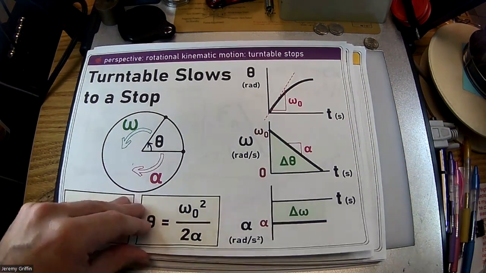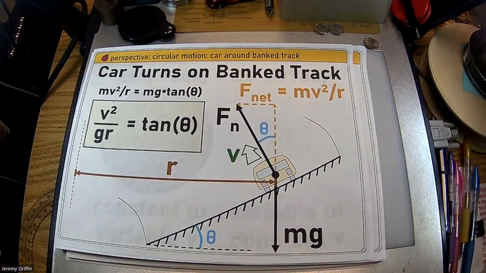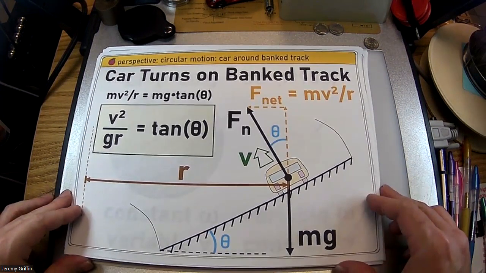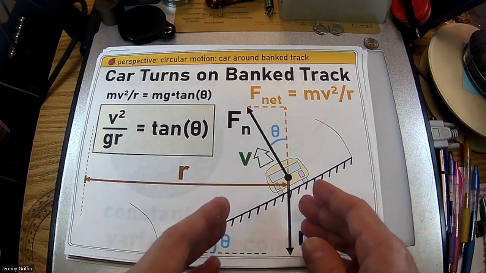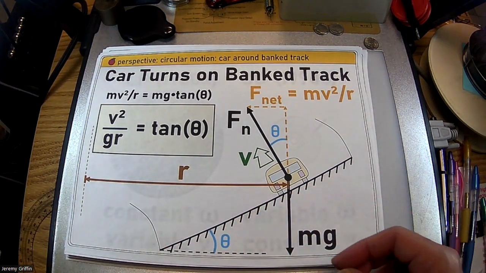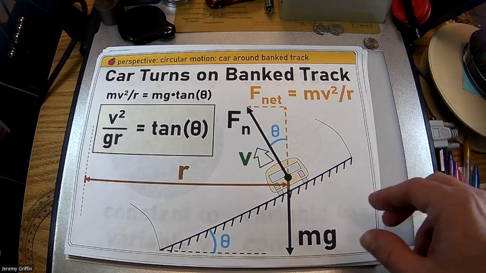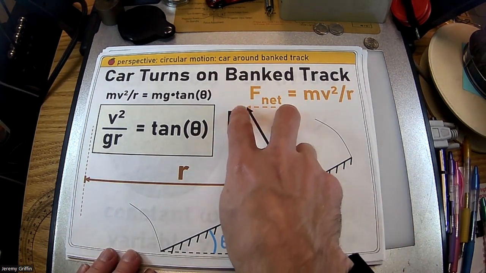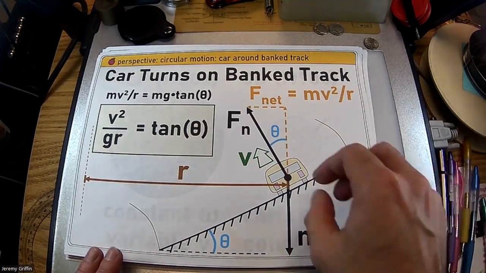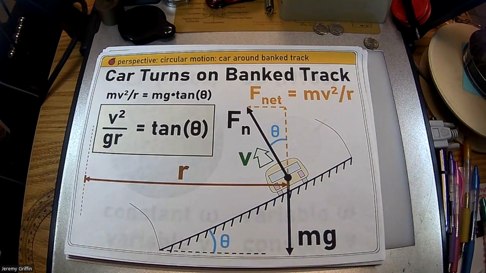Ooh, car turning on a big track. If AP asks you this question, they'll probably again tend to keep it conceptual, like what force is acting as the centripetal force? And the answer to that question would be the horizontal component of the normal force, right? I've seen them ask, I think, that exact question before, and it's about as deep as it goes, right?